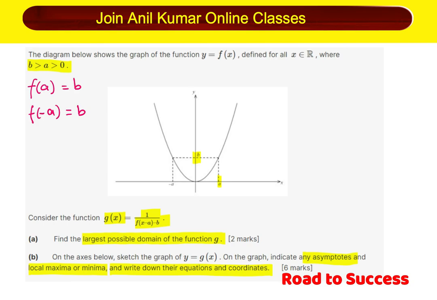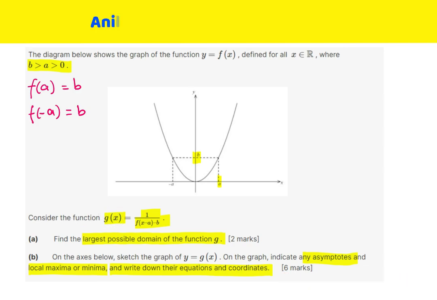Perfect. Now we need to consider g of x. And what is g of x? G of x is equal to reciprocal of, that means 1 over f of x minus a and then minus b. We need to find the domain of this function, correct? So domain means that the denominator, that is f of x minus a minus b, should not be equal to 0, right?